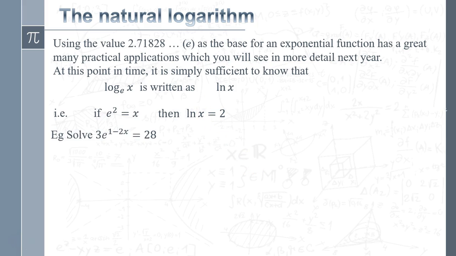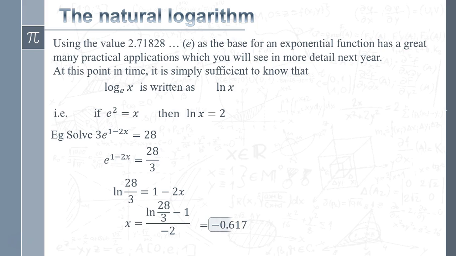So if we had an equation to solve, let's go about this the same way as we'd solve all our log equations. So let's do a divide by 3 to begin with. Then let's rewrite that using our log laws. So we've got log to the base e of 28 over 3. That's ln 28 over 3 equals 1 minus 2x. And now just solve by moving the 1 over and then dividing by minus 2. So we end up with that. Bang that into the calculator using the ln button. And we get our answer x is minus 0.617.